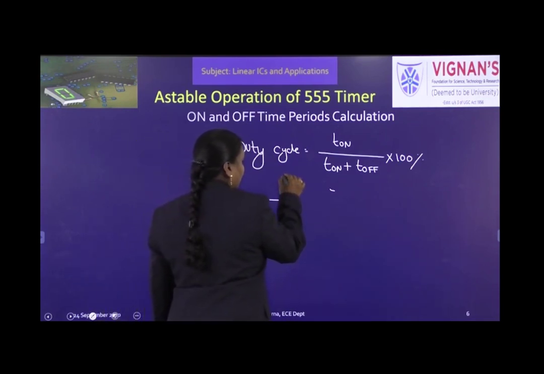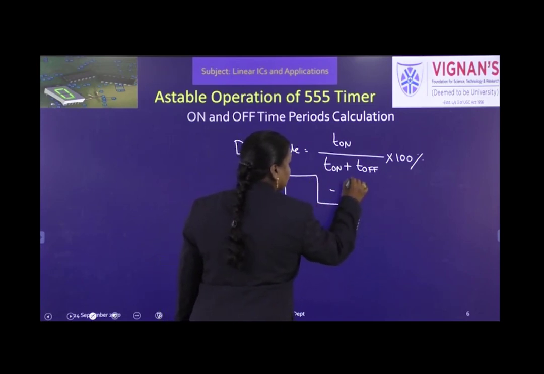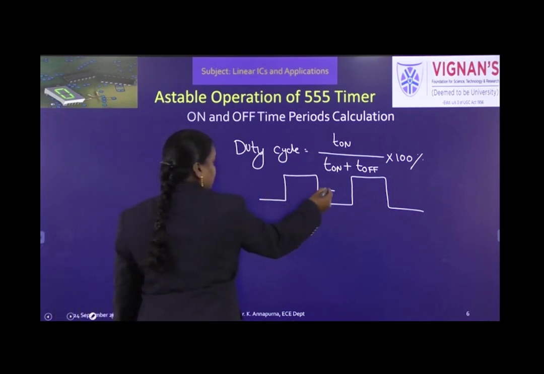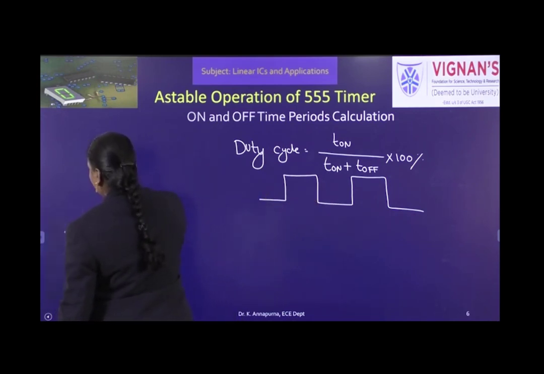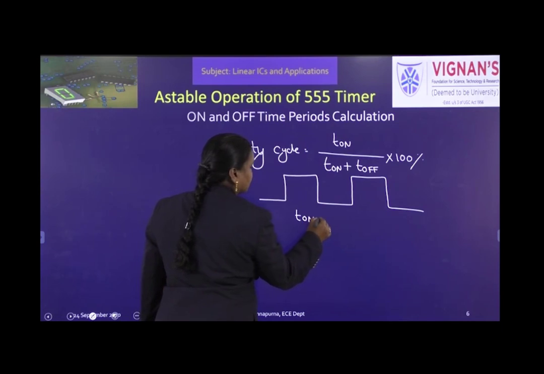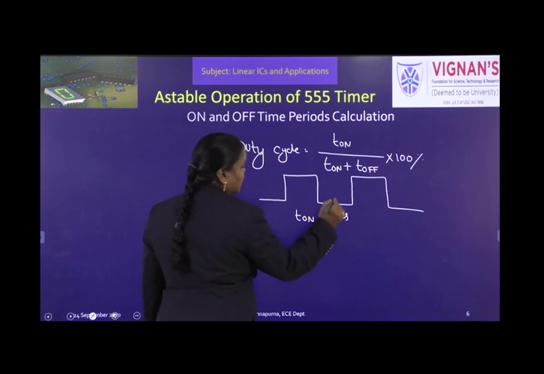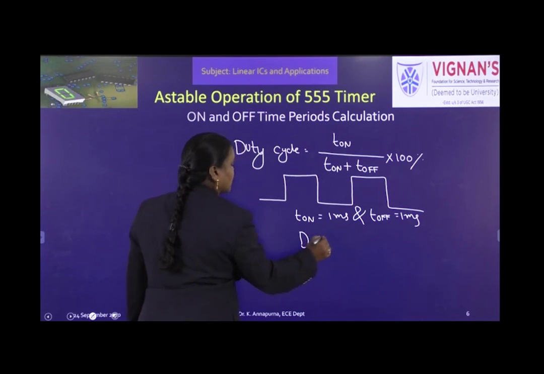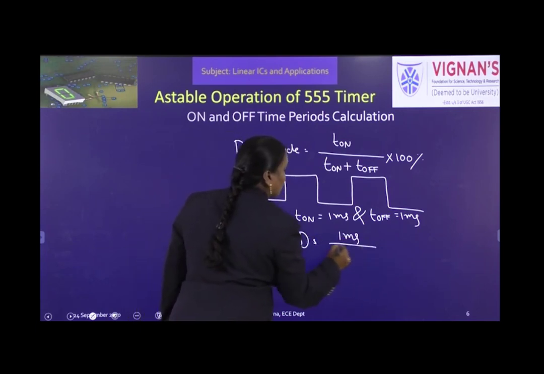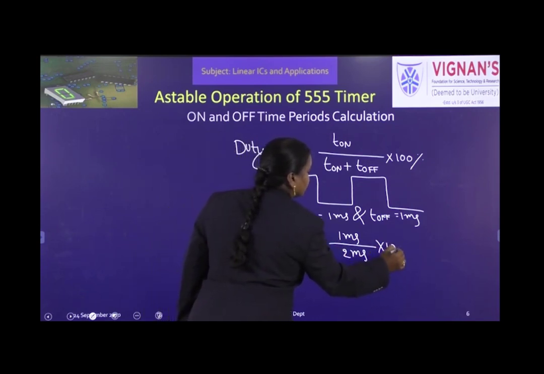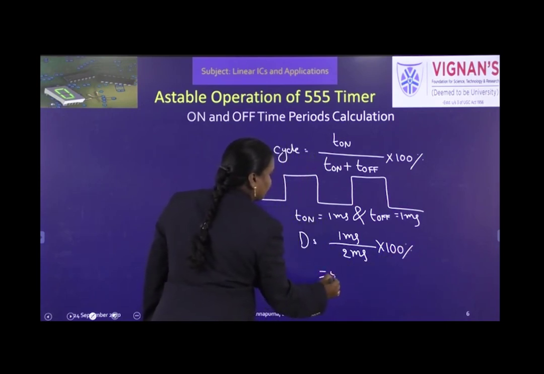Suppose your on period and off period are the same, then what is the duty cycle? If T on is equal to T off, what is the duty cycle? Suppose T on is 1 millisecond and T off is also 1 millisecond. So what is the duty cycle? 1 millisecond by 1 millisecond plus 1 millisecond, so it is 2 milliseconds into 100. So it is 50%.